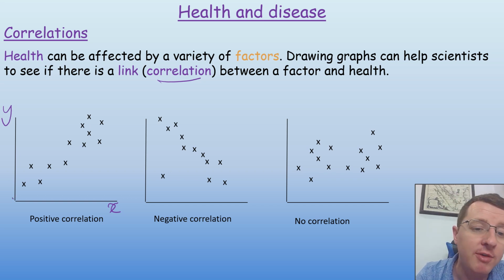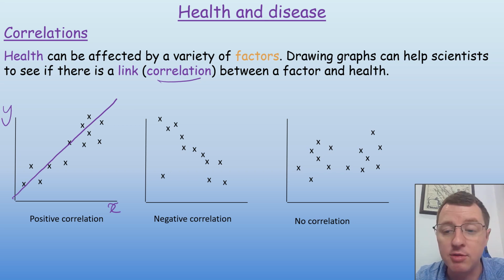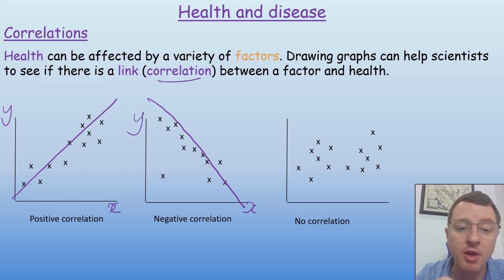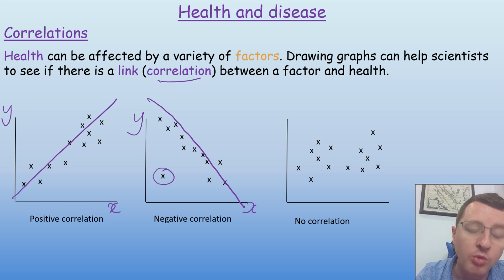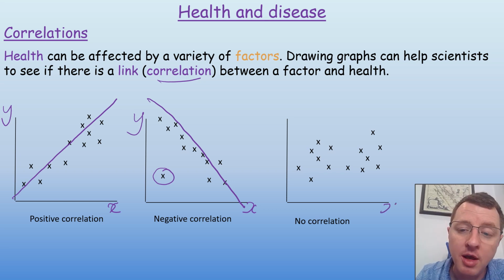You might find that there is a positive correlation. As one factor increases, the other factor increases. There may be a negative correlation. As the x factor increases, the y factor decreases. And on this graph we have one result which doesn't fit that pattern, which is known as an anomaly. And then on our third graph we have no correlation here.